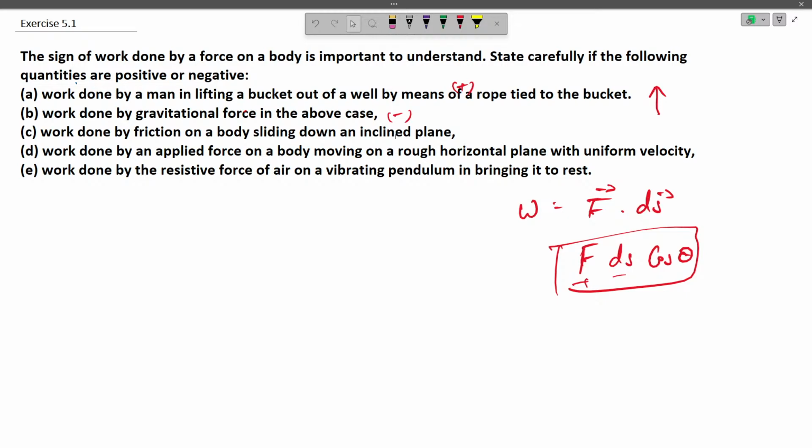And the fourth option is work done by an applied force on a body moving on the rough horizontal plane with uniform velocity. So the body moves with uniform velocity, indicating that the applied force is balanced by the friction. The applied force is in the direction of displacement, so the work done by this force would be positive. Now work done by resistive force in air on vibrating pendulum in bringing it to rest. The resistive force of air acts opposite to the direction of motion of the pendulum. As the pendulum loses energy, eventually it will come to rest, and work done by the air resistance would be negative.